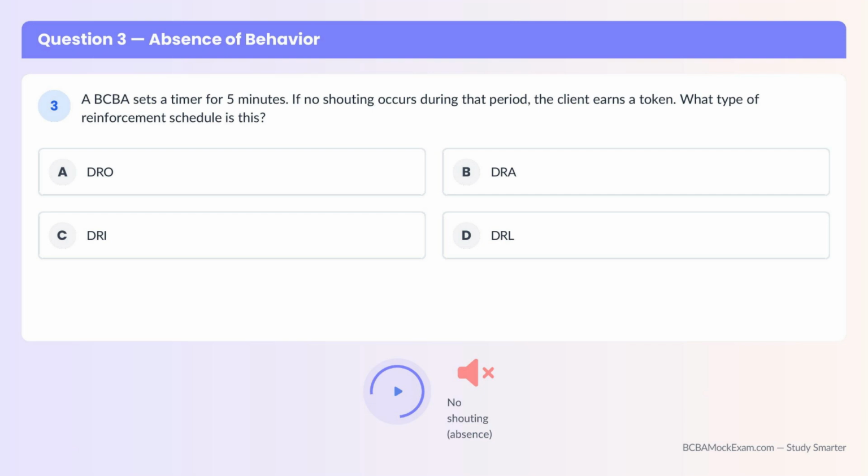It's not a specific replacement behavior. There's no mention of asking nicely or using a communication card, and it's not a physically opposite behavior. The only condition is no shouting happens in that time window. On exam questions, as soon as you see "if no X occurs during this interval, then reinforcement is delivered," you should immediately think of DRO.